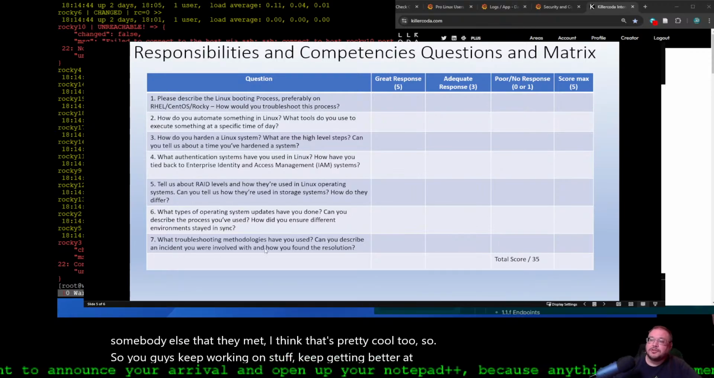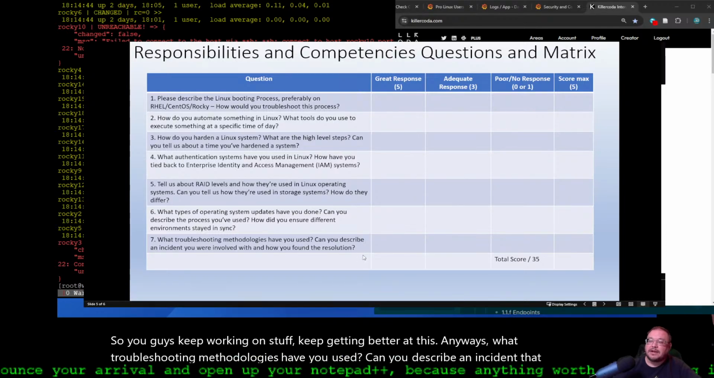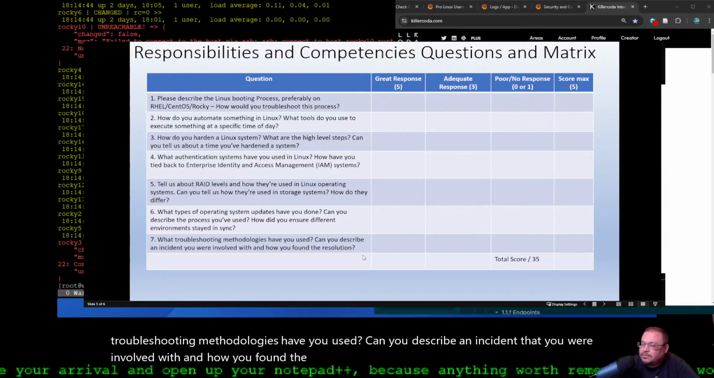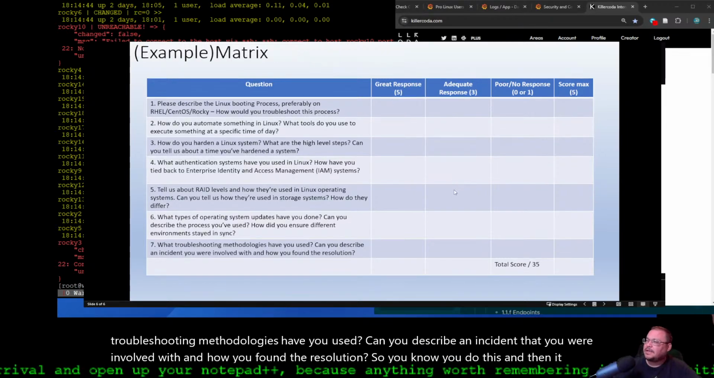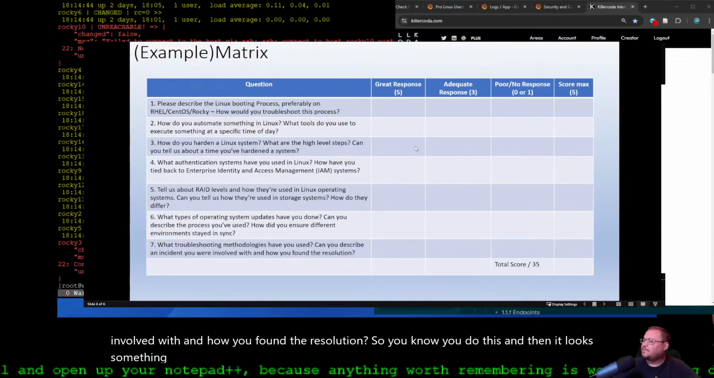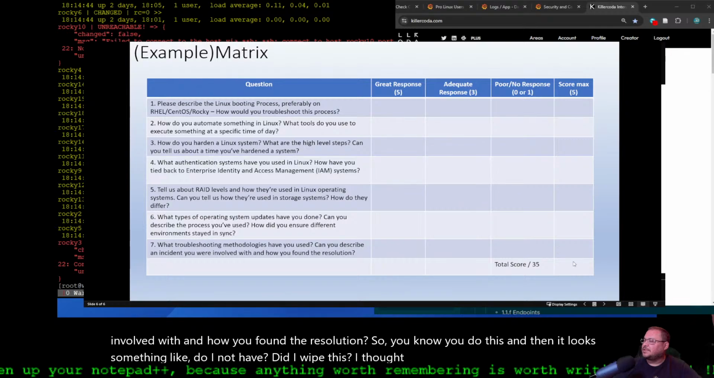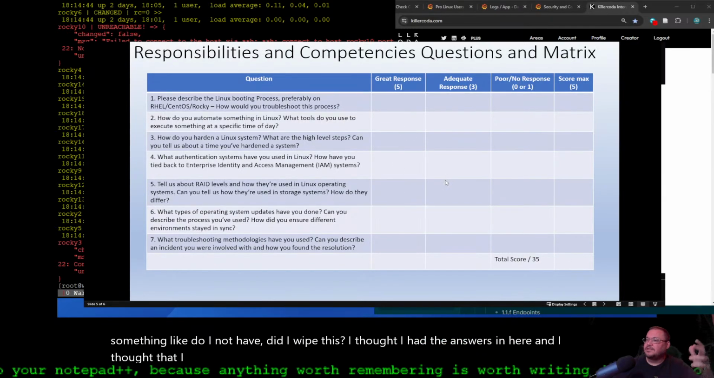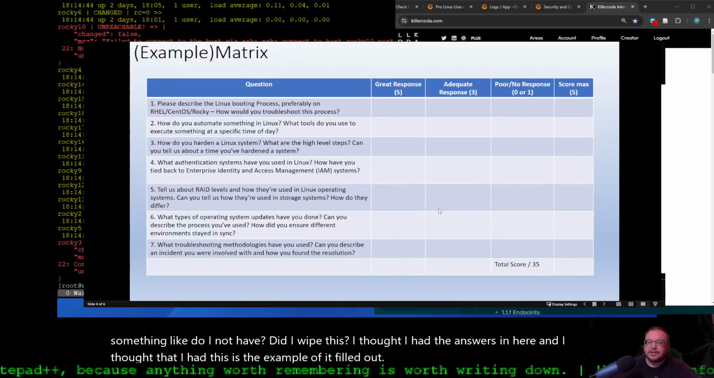Anyways, what troubleshooting methodologies have you used? Can you describe an incident that you were involved with and how you found the resolution? So, you do this, and then it looks something like, did I wipe this? Huh. I thought I had the answers in here, and I thought that I had, this is the example of it filled out. I don't know why it's not showing there anymore, though.